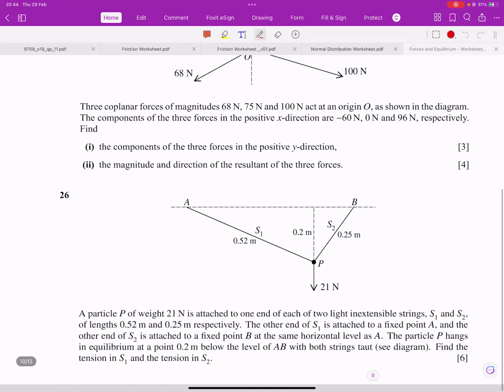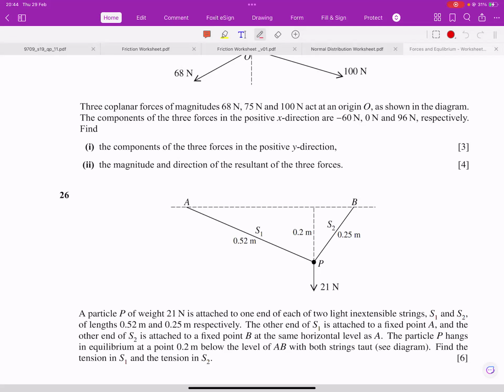So Jazib is asking about this question number 26. I'll just give you a hint about this. It says the weight is 21 Newton, and the particle P hangs in equilibrium 0.2 meters below the level of AB with both strings taut. You need to find the tensions in S1 and S2. All the rest of the information is mentioned in the question as well.